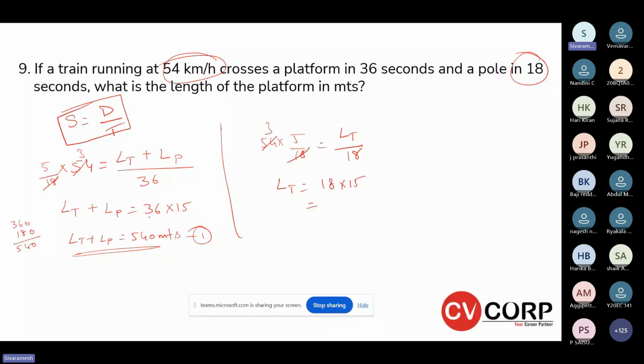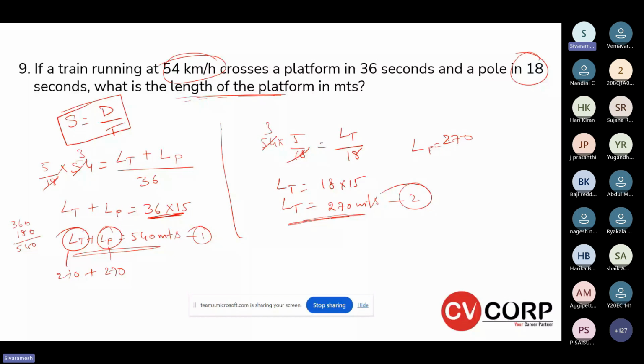What they're asking us is the length of the platform. The length of the train plus the length of the platform is 540. We know the length of the train is 270, so the length of the platform should also be 270 to make 540, right? So the answer is 270. The length of the platform will be 270 meters.